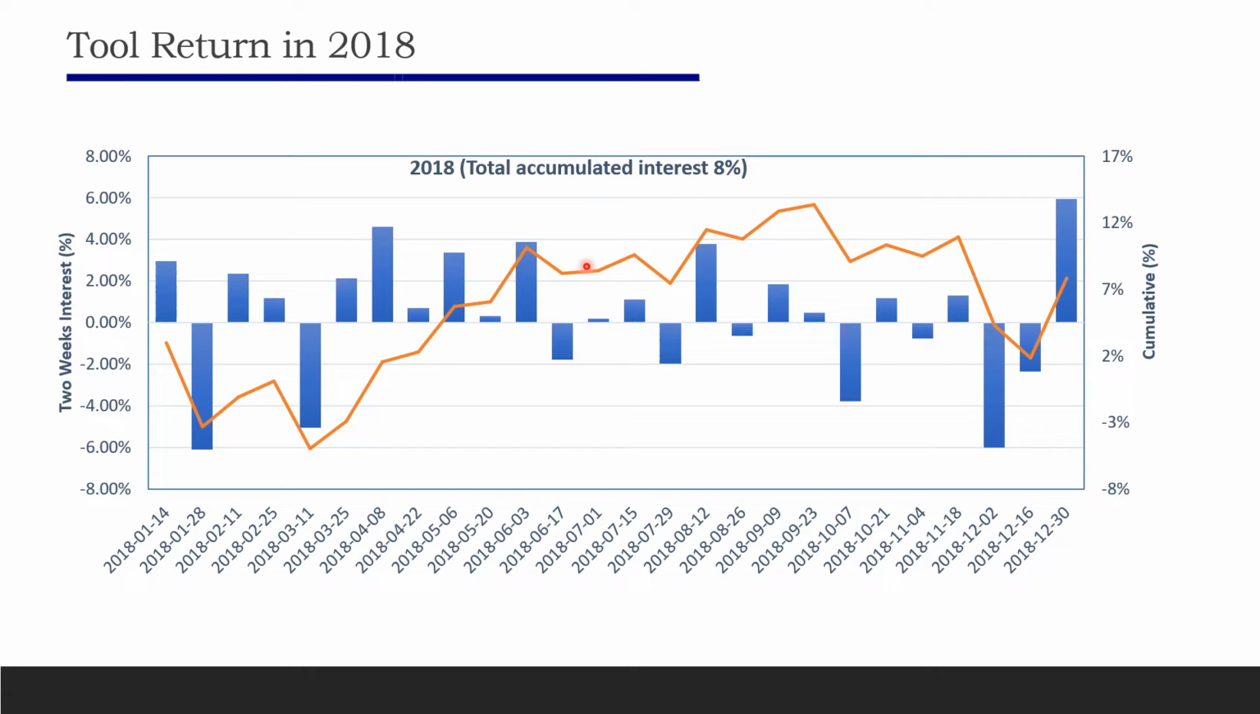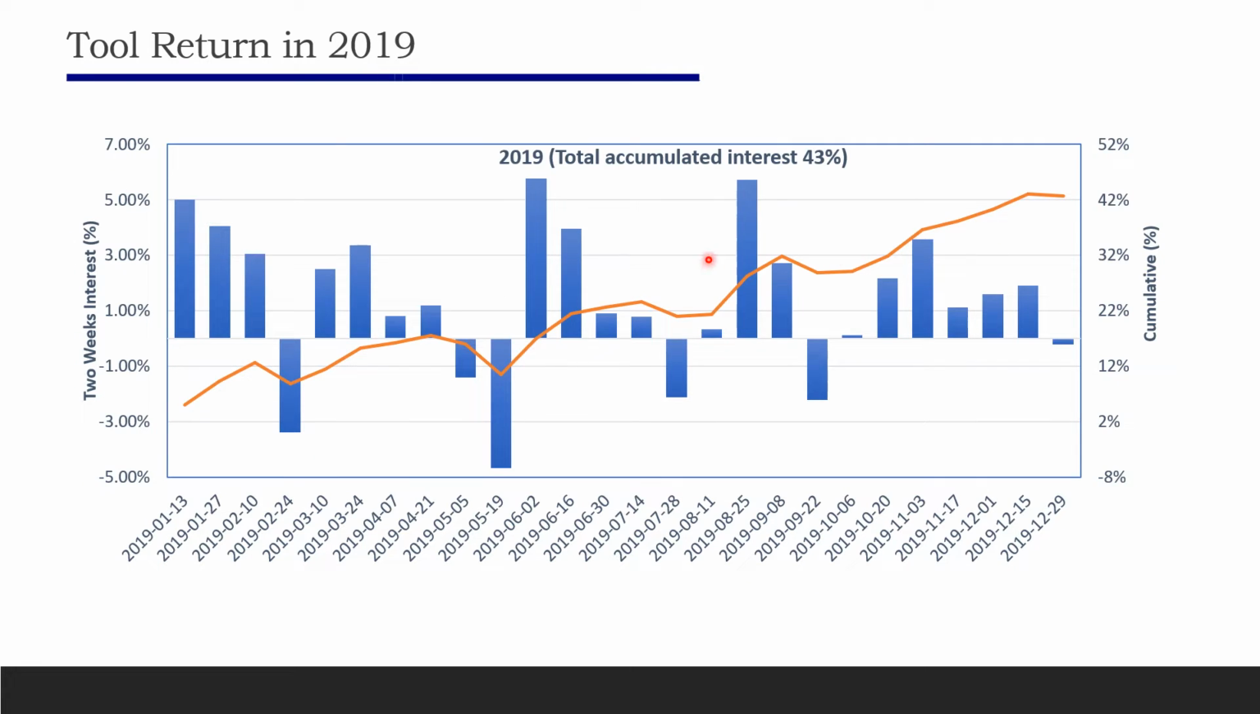And then 2018. As you know, 2018 was not an ideal year for trading. However, as you see, at the end of the year the accumulative return of this method was around 7%. And you can see the minimum return was around -6%, and the maximum again around 6%.